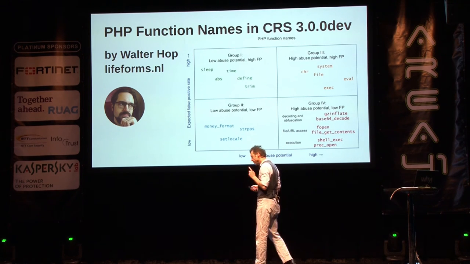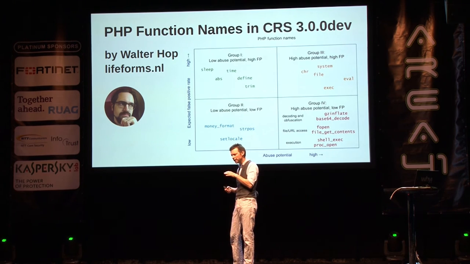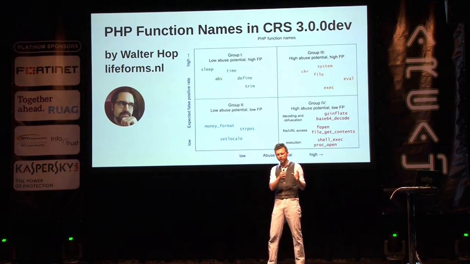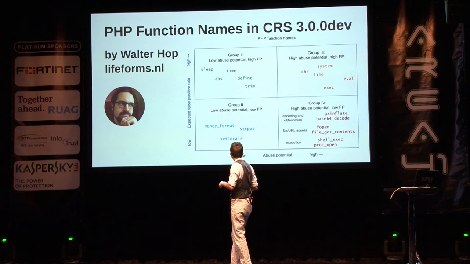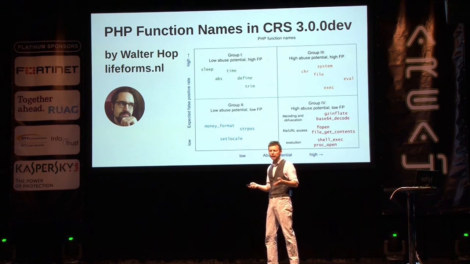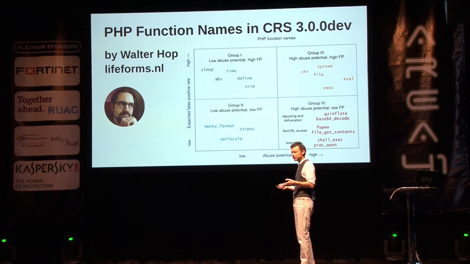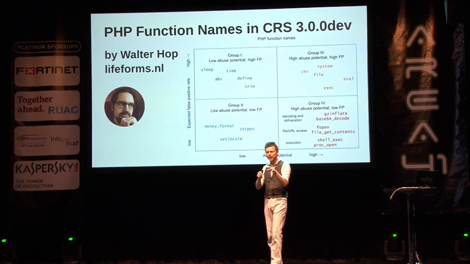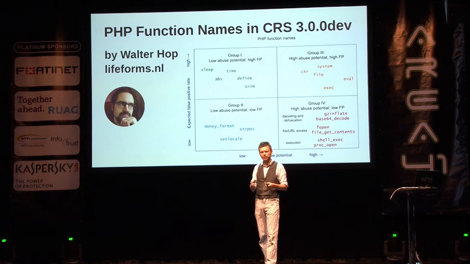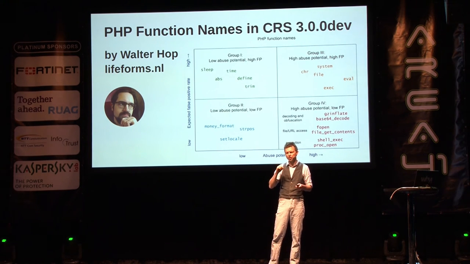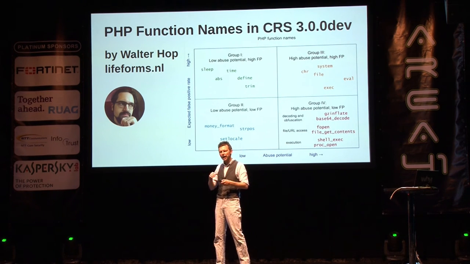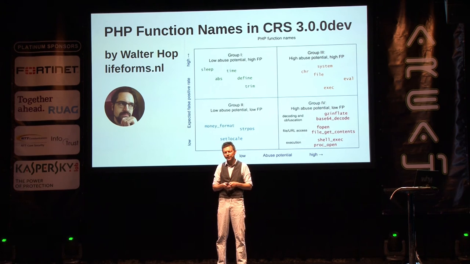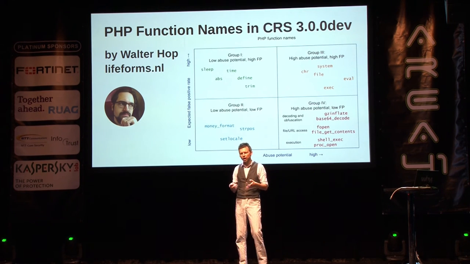But then the tricky bit is, of course, the top right. These are the dangerous function names which also appear in standard traffic. System, file, eval, or exec happens all the time. There's a lot of traffic. That's what people write in forums. And you cannot simply check for these keywords with a fast algorithm. You will get a huge amount of false positives. And that's happening in 229 to a wide extent.